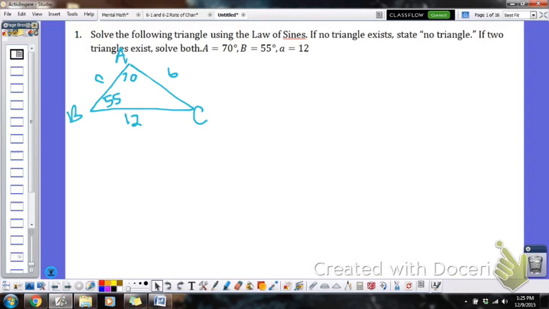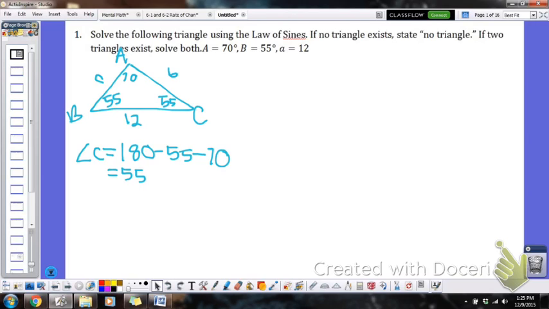Angle C is the easiest to find. All I have to do to find angle C is take 180 minus my two given angles, so minus 55, then minus 70. And I will get 55. So angle C is equal to 55.